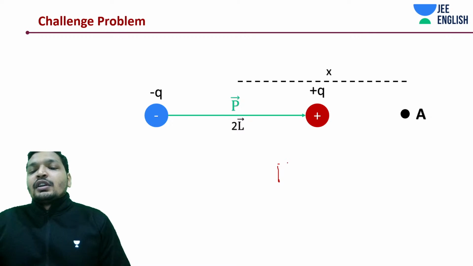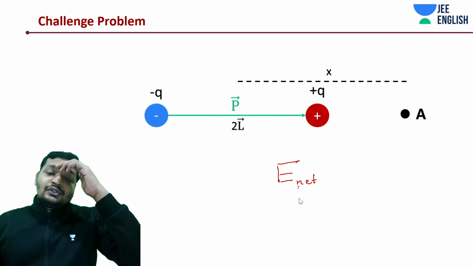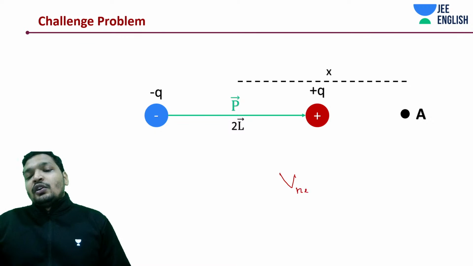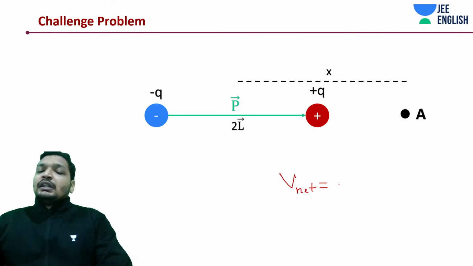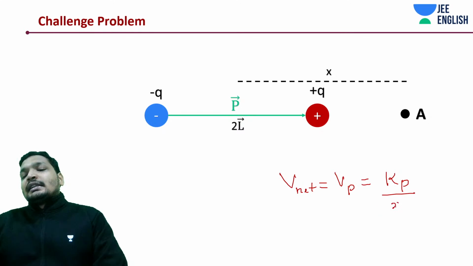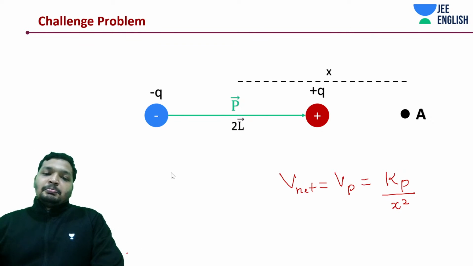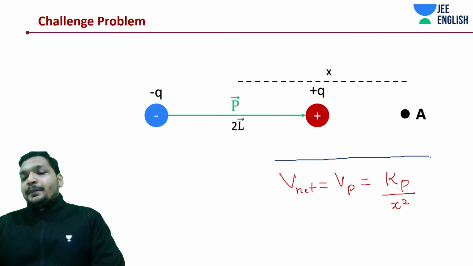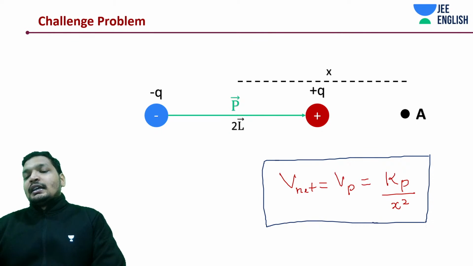Now we wrote E net. Sorry, I'm really sorry, guys. So it should have been V net. V net total or V net due to the dipole system or VP. Generally, sometimes it's called VP. So I'm going to write it down as VP is equal to how much? k into P divided by x square. Done. That is it, guys. That is all you need to know.